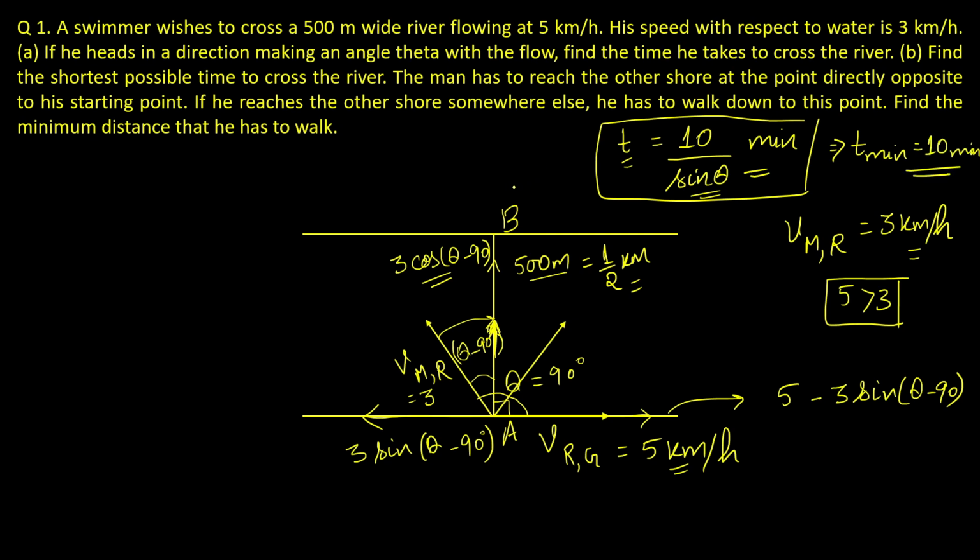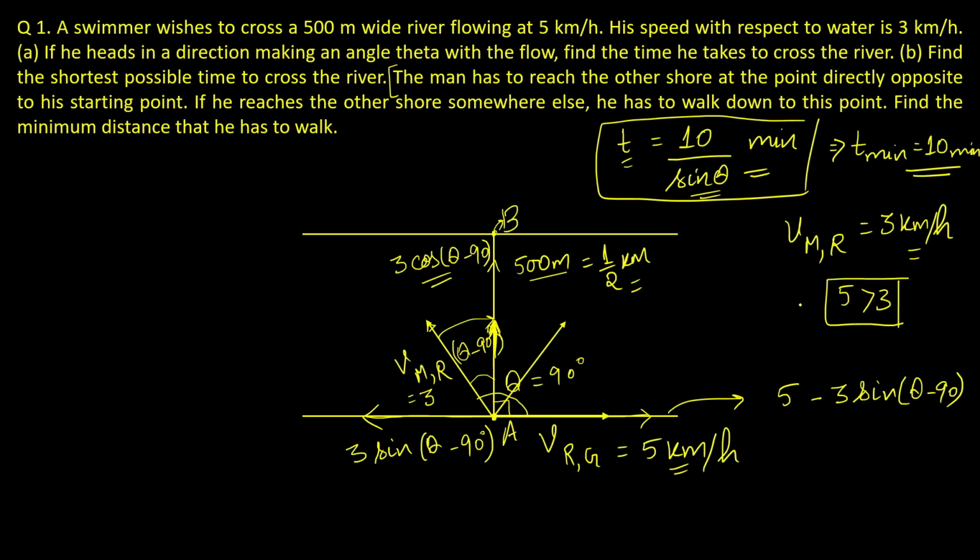Now another set of question. It is question number 48 in H.C. Verma, but it is linked to question number 47. And the question is, the man has to reach the other shore at the point directly opposite to his starting point. We already know that this man is starting from this point A in a direction, say at an angle theta, like this. But this man wants to go to a point directly opposite to this point A, that is actually this point B.